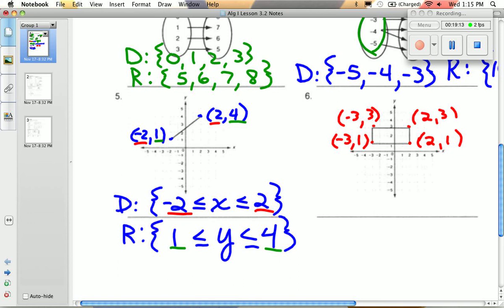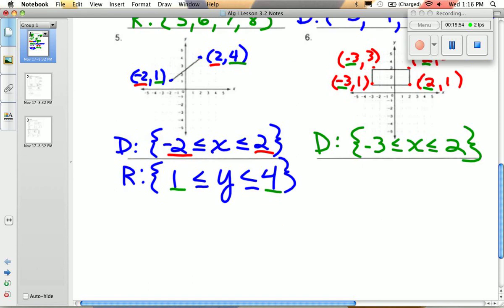Remember, the domain is all the possible x's, and the range is all the possible y's. So the domain is all the possible x's. X's go across. So how far can we go from here to here? -3 to 2. Same up here, isn't it? There are no x's not included outside of those numbers, are there? So between -3 and +2. Okay?